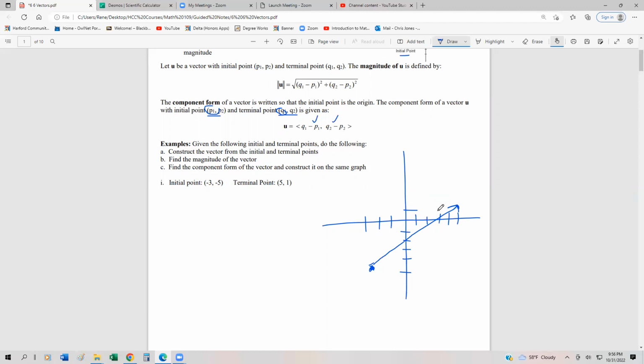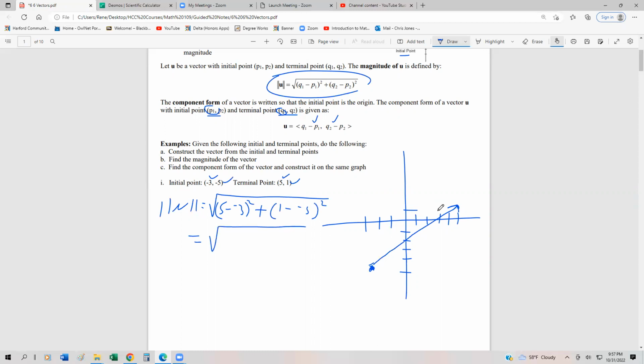If we want to find the magnitude of the vector, we're just going to use this formula. Let's call this the magnitude of u. That's going to be equal to the square root of (5 minus negative 3) squared plus (1 minus negative 5) squared, just like the distance formula. And so we're going to end up with 8 squared plus 6 squared. I thought that was a 4, couldn't read my writing. All right, this is going to work out really nicely. This is going to be the square root of 64 plus 36, or the square root of 100, or 10. So the magnitude of this vector is 10.